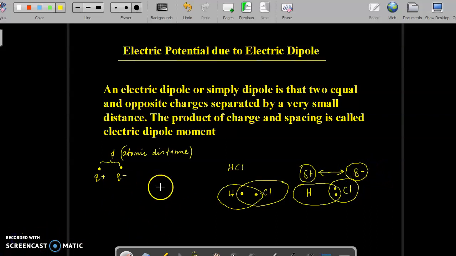And what is a dipole moment? Dipole moment M is the product of the charge and spacing. Here the charge is Q and the spacing is D. So dipole moment is M equal to Q times D. In this topic we are going to obtain the expression of electric potential due to two equal and oppositely charged particles separated by a small distance.